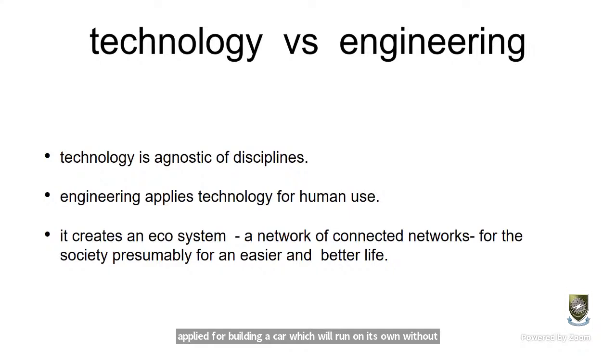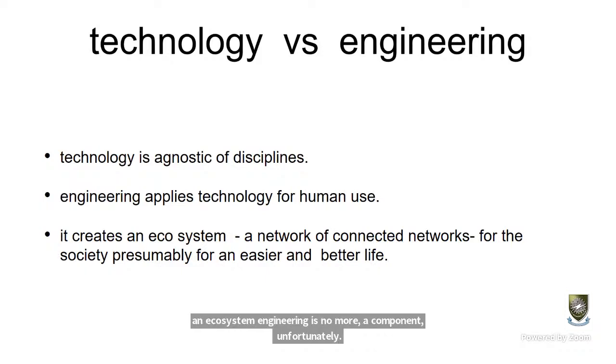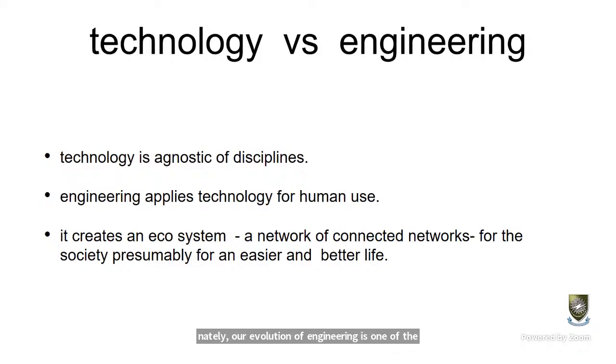So engineering is an ecosystem. Engineering is no more a component. Unfortunately, our division of engineering is one of the biggest mistakes we have committed. This mechanical, electrical, civil. I'll tell you a simple history. Do you know why the name civil came? Anybody here can give me a guess? Engineering was originally with the military. That engineering was also called military engineering. When you started building roads for the people, they called it civil engineering. That's how the word came in, but somehow it's getting stuck with us even today. So that's the idea with civil engineering.